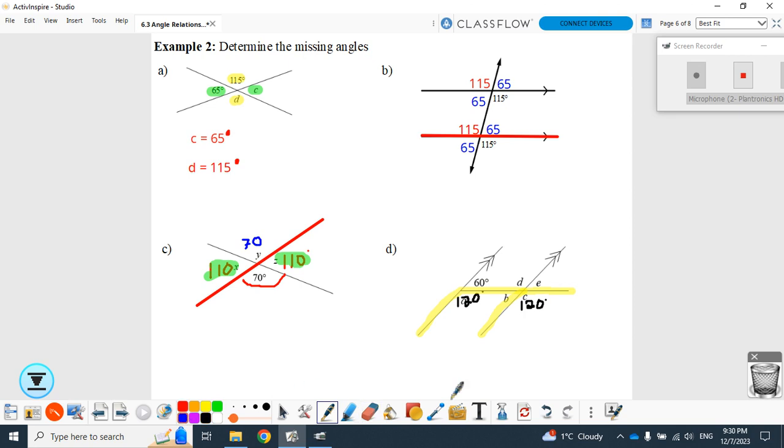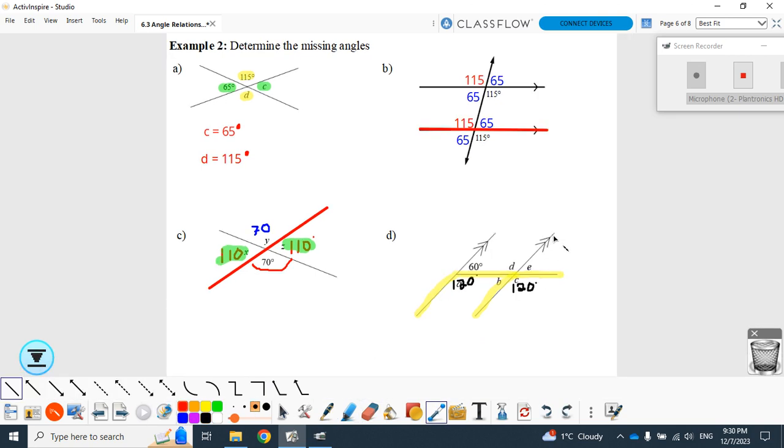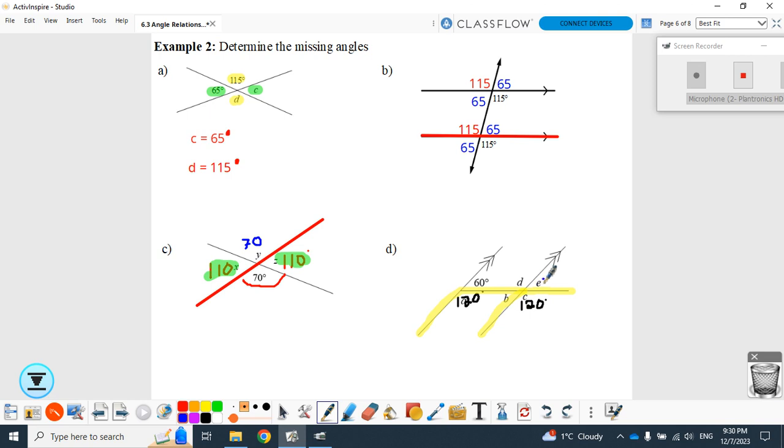And again, we're going to pull on that straight line idea. Here we go again. Look at this. It's really, really useful. If that's 120 down here, angle C, then angle E must be 60. This has got to be 60 degrees.